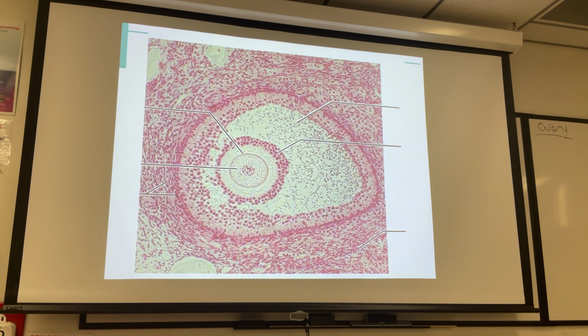Okay. Follicle stimulating hormone stimulates the follicular cells, causes the production of estrogens. And it was one of the gonadotropins that was made by the anterior pituitary. But there was another gonadotropin made by the anterior pituitary. What was that? Luteinizing hormone.